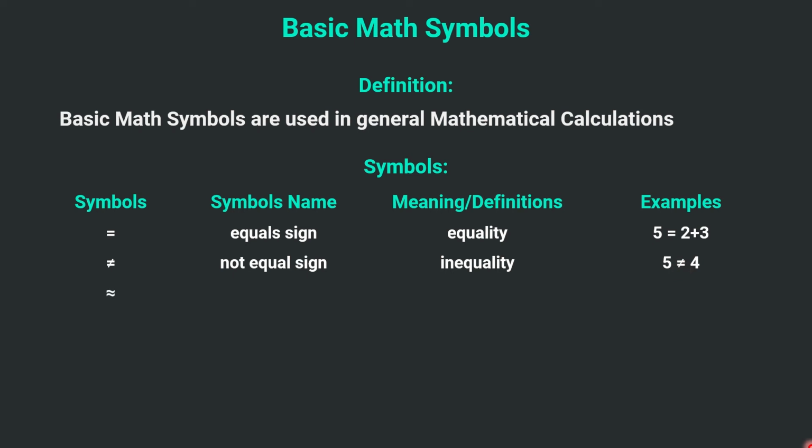Then we have these curvy double dashes, so these represent approximately equal. This is used for approximation. So 0.99 is approximately equal to 1. So we have placed this sign here.